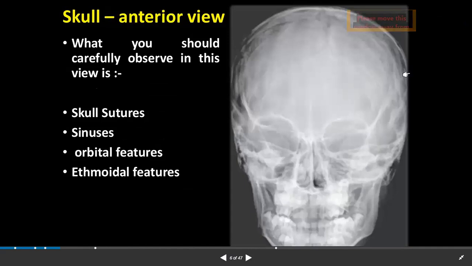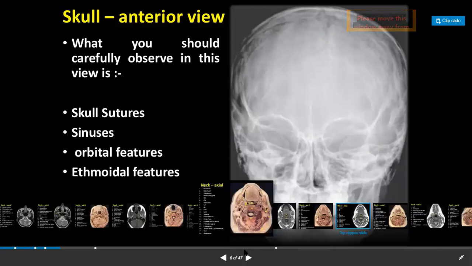Now, in the anterior view of the skull, what should we carefully observe? We have to check for the sutures if they are visible: the sagittal suture, the coronal suture, and the lambdoid suture. We are able to see the orbits very clearly. We are able to see the frontal air sinus, ethmoidal air sinus, and maxillary air sinus, right? We are able to see the nasal septum. We are able to see the maxilla, the upper jaw, and the lower jaw, the mandible bone, isn't it?